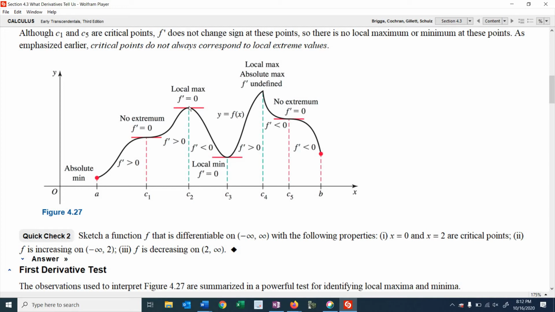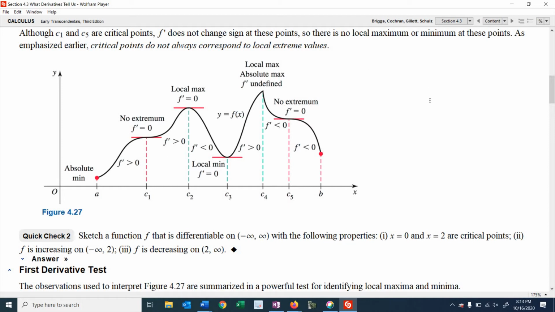Now notice that at some of these critical points we have local maxima. Like right here we have a local maximum. And at other places we have local minimums. And here's a local maximum. At these two spots, we have neither a local maximum nor a local minimum. So just because you have a critical point doesn't mean you have a local maximum or a local minimum. It could be neither, because these particular situations can occur.